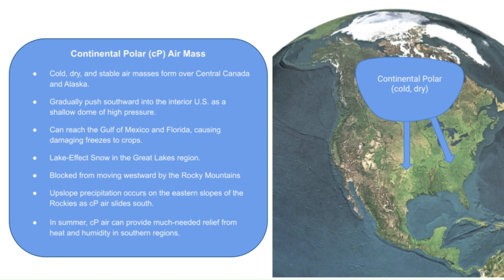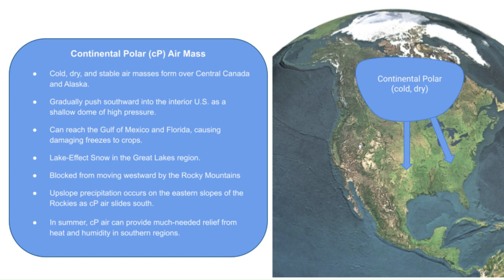This air mass can reach as far south as the Gulf of Mexico and Florida, sometimes causing damaging freezes to crops. The Rocky Mountains act as a natural barrier, preventing this air mass from advancing westwards, confining its influence to the east. As the cold, dense air slides south, upslope precipitation can occur on the eastern slopes of the Rockies.